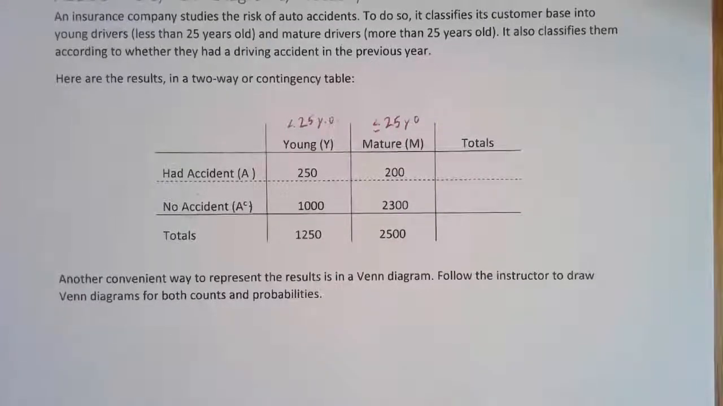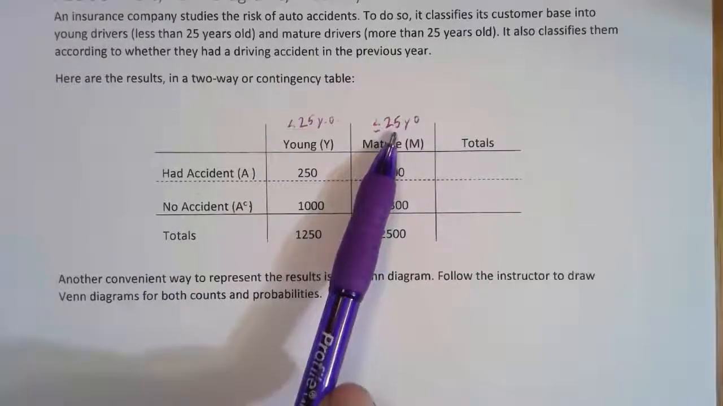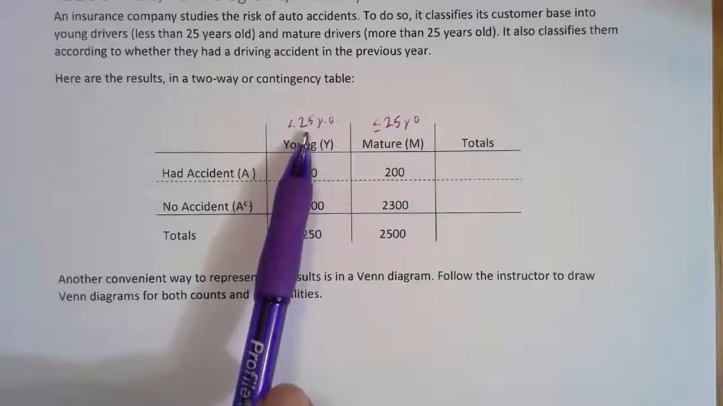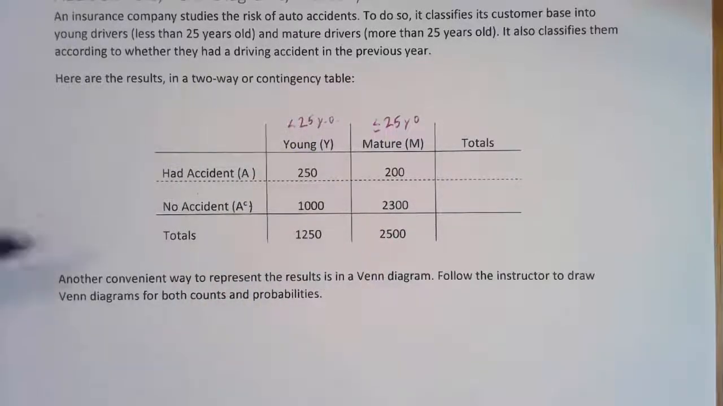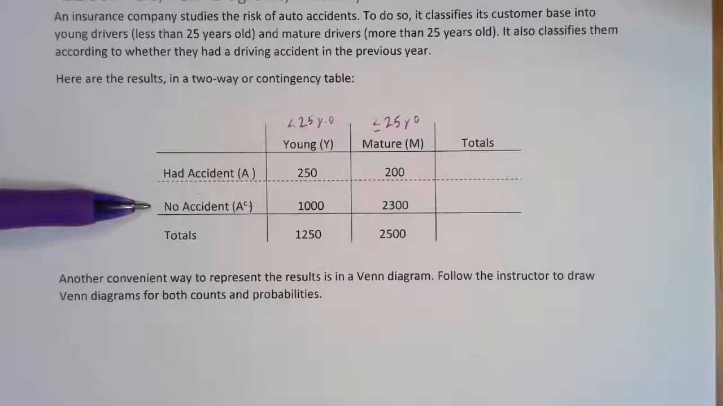This table represents data collected by an insurance company as they look at some of their customers. The customers were classified according to two variables, their age and whether or not they had a driving accident in the previous year. Mature customers are those who are at least 25 years old. Young customers are those who are less than 25 years old. Each customer also either had a driving accident or they did not have a driving accident in the previous year.